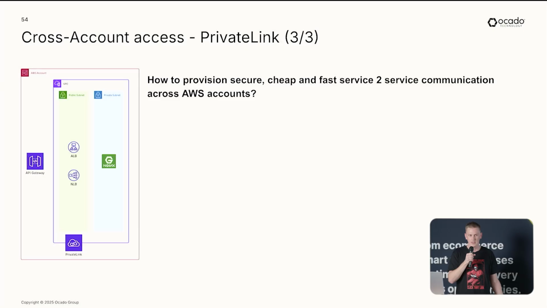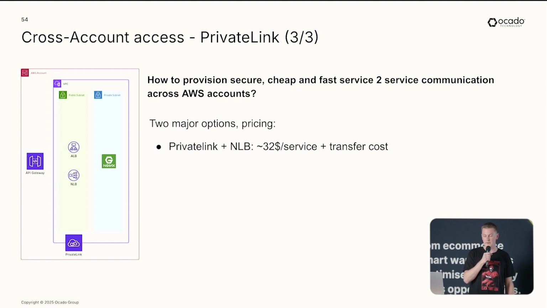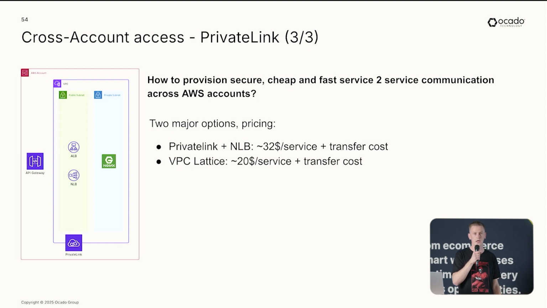Last but not least, cross-account communication. The question is, how can we provision secure, cheap, and fast service-to-service communication across AWS accounts? When you ask that question, there are two major answers. The first one is PrivateLink and a network load balancer, which costs around $32 per a single service, plus the cost of transfer. And the second option is a newer service from AWS called VPC Lattice, which works kind of in a service mesh way and costs $20 per service, plus the cost of transfer.